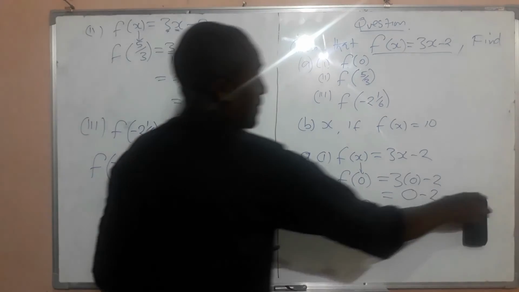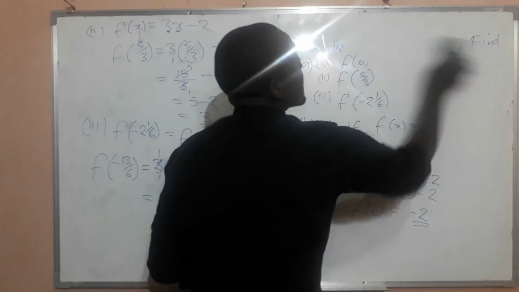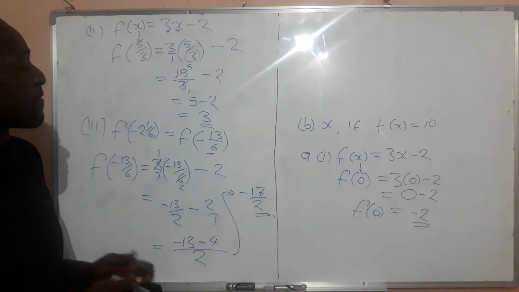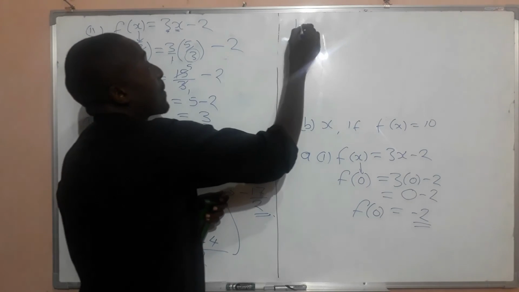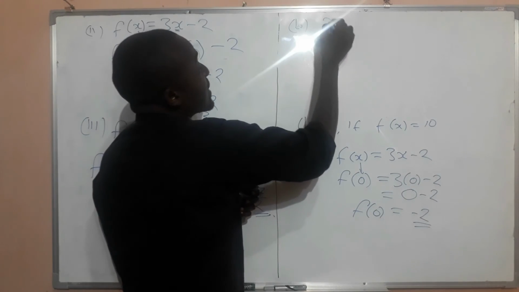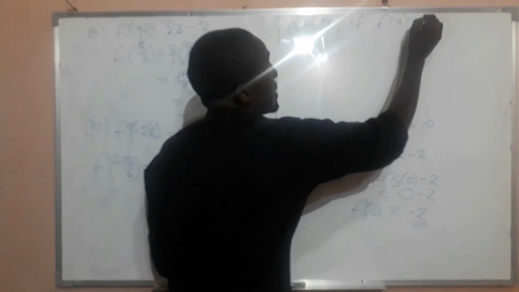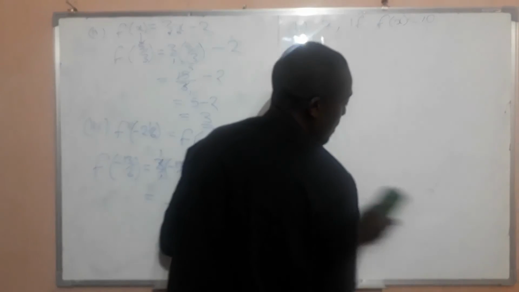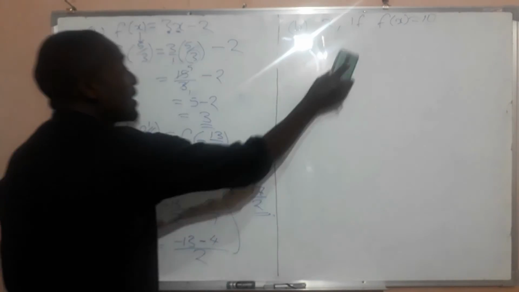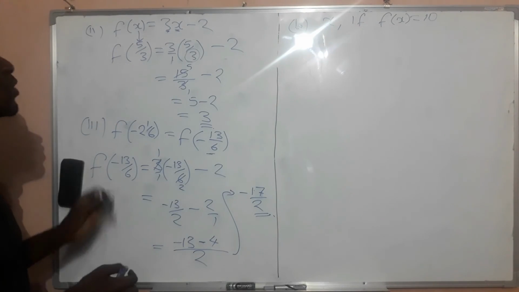The last question. So here is our last question. So the last question says, find x, this is B. Find x if f of x is equal to 10. Okay, find x when f of x is equal to 10.